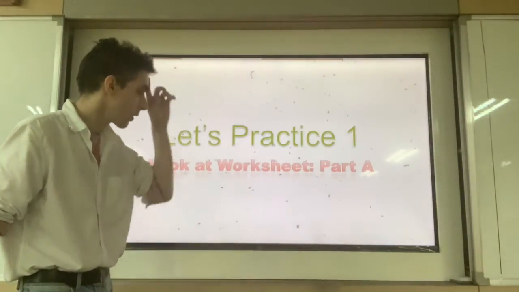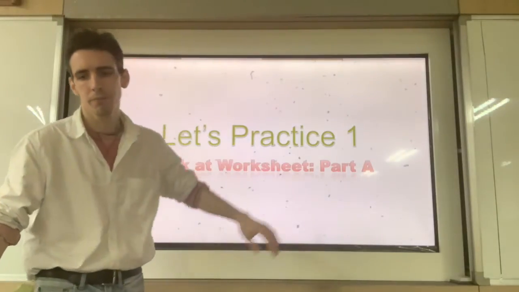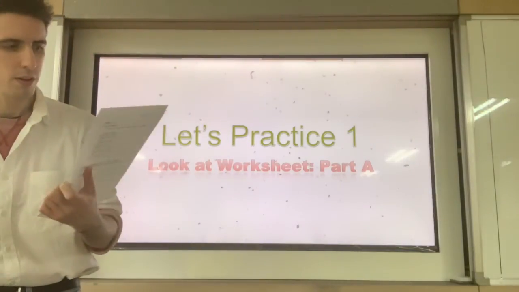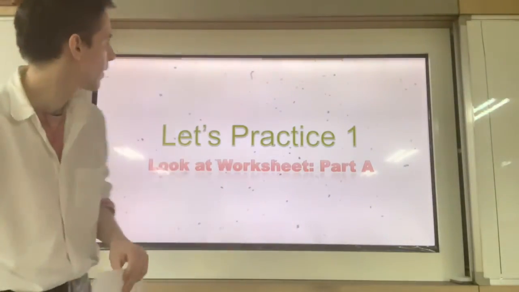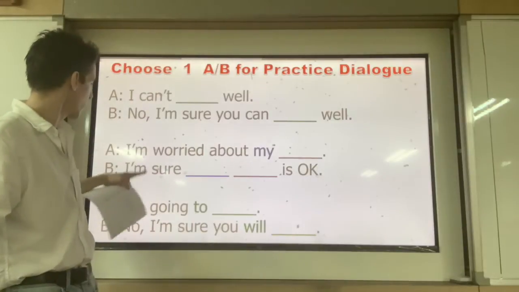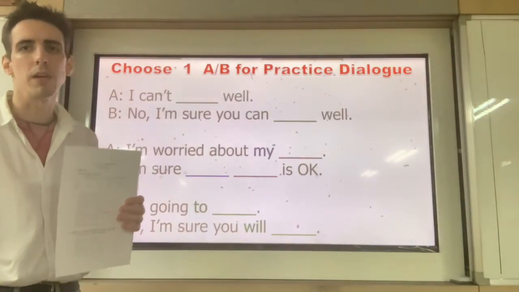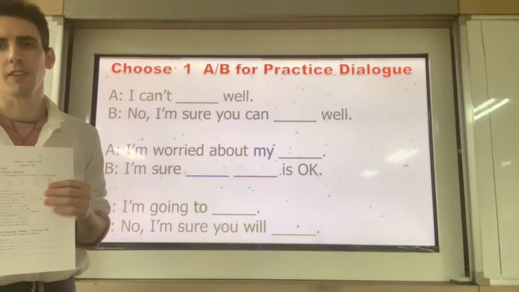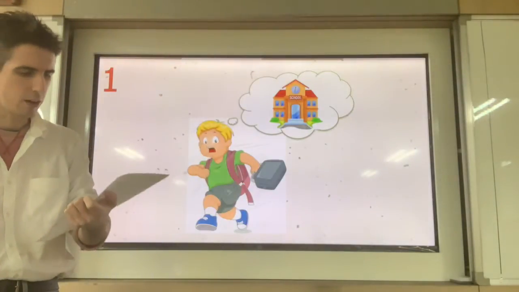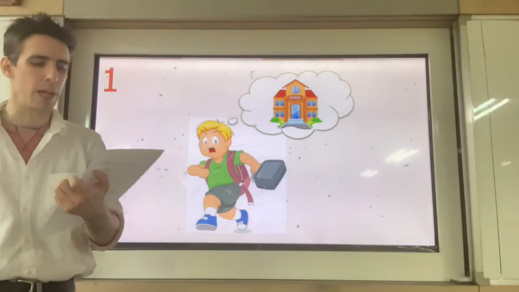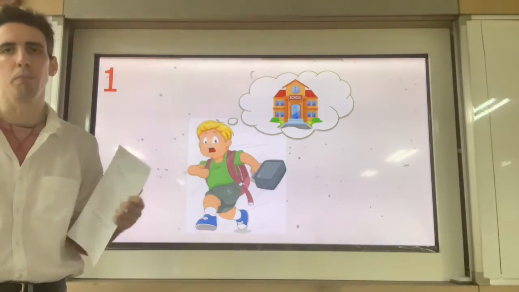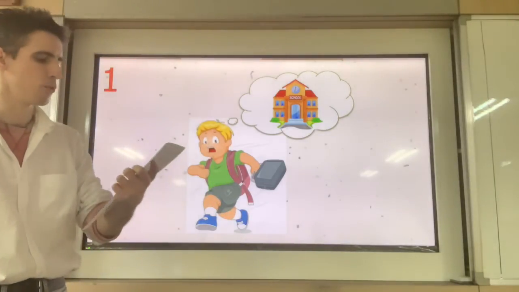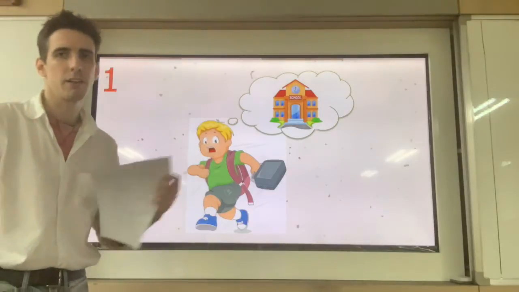All right, so on the worksheet, part A, we run through these, just like this. So take a look at your worksheet. You can use these key phrases, A, B, A, B, A, B. Choose one, A, B, for practice dialogue. And then here's number 1. I'm going to be blank for blank. I'm sure you will be on time. I'm going to be late for school. I'm sure you will be on time. All right, guys, let's move on.